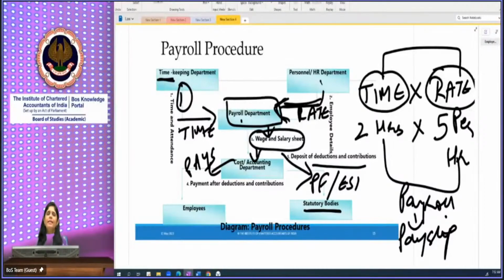I hope you know that every employee contributes a portion of the salary for provident fund. That portion is deducted from his salary and deposited in the PF account of the government. And when the employee retires or leaves the organization, that PF amount is paid to him at that time. So this is the whole cycle of the payroll procedure. Clear? I hope you have understood this. Any doubts so far?